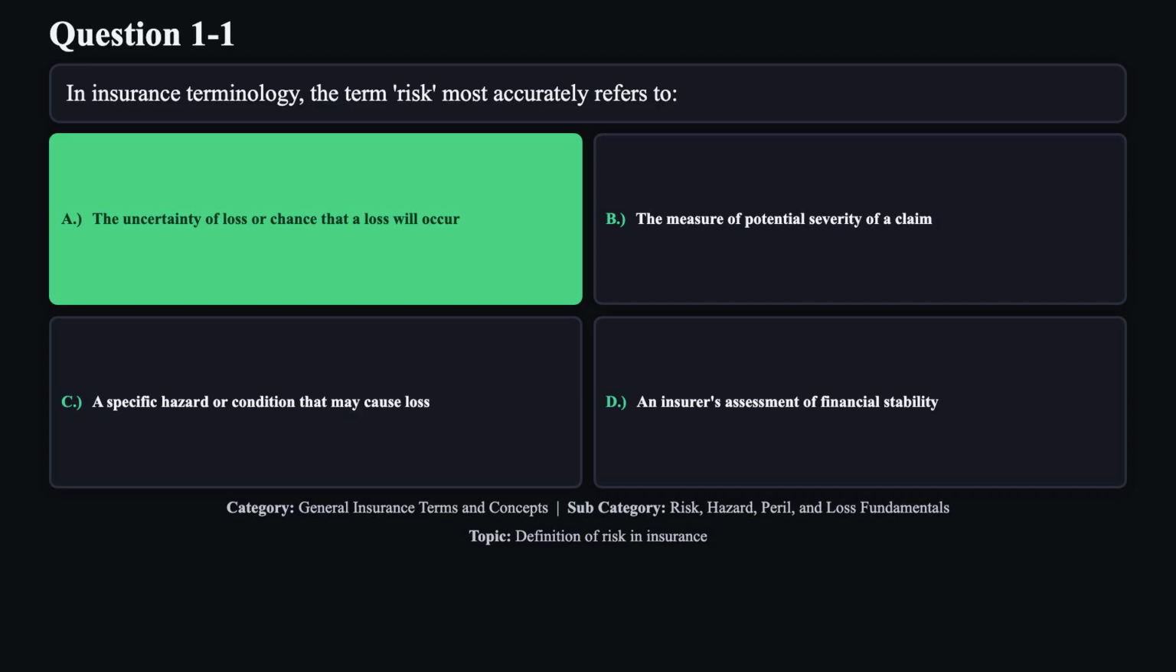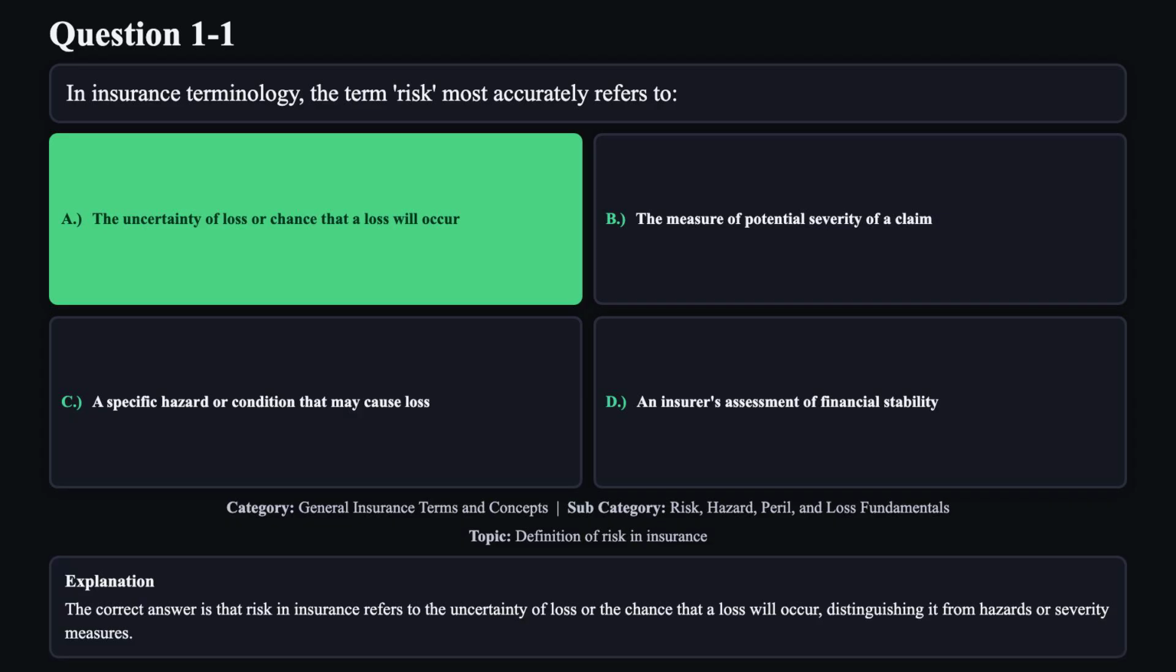The correct answer is A. The correct answer is that risk in insurance refers to the uncertainty of loss or the chance that a loss will occur, distinguishing it from hazards or severity measures.